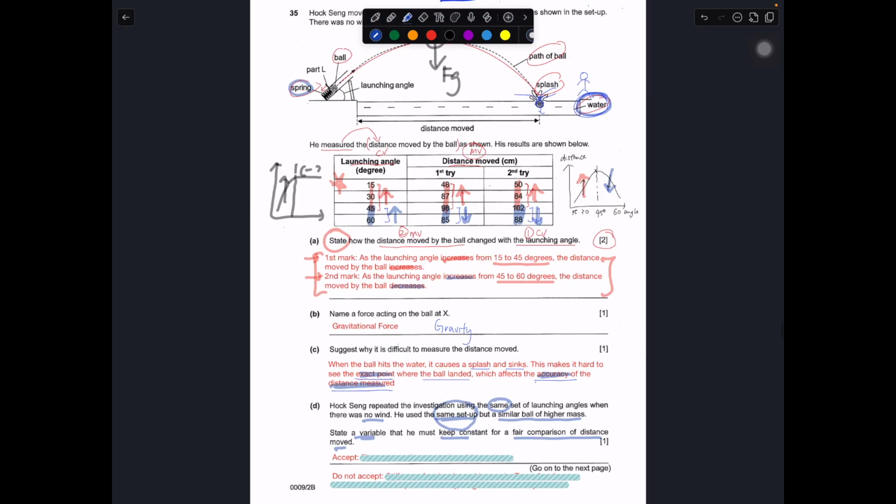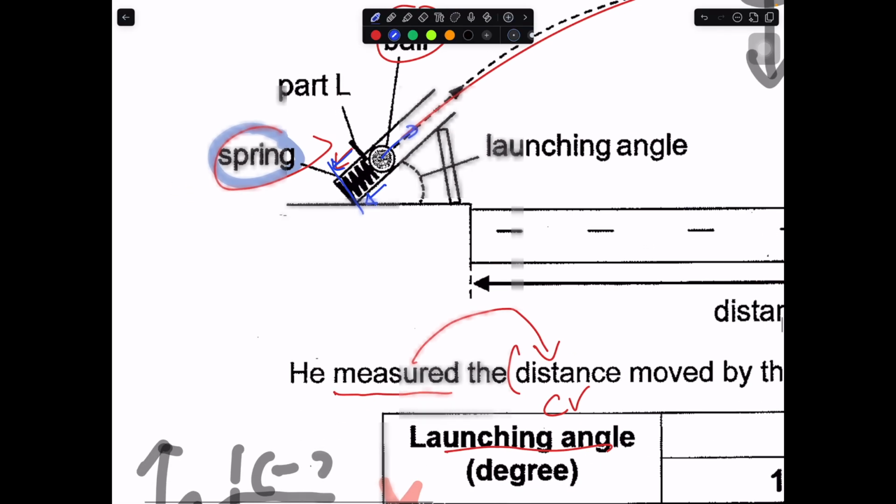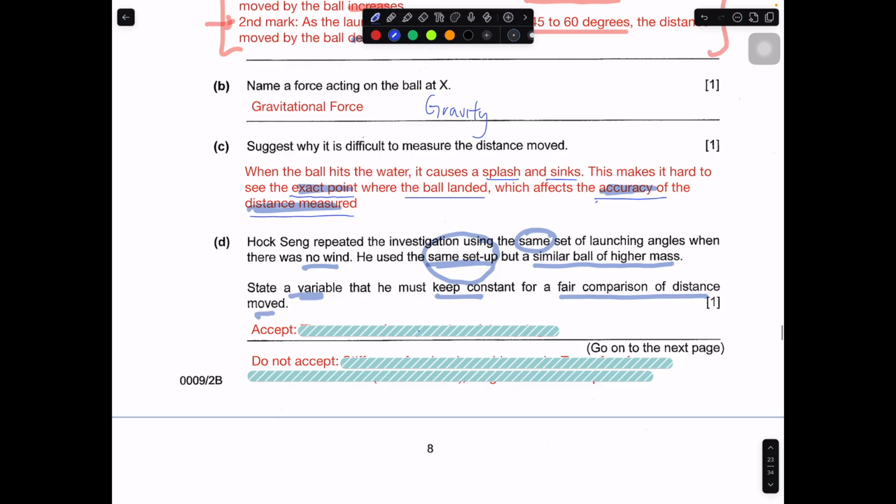You have to state something like, in this case, one way to ensure a fair comparison of the distance moved is to make sure that the compression over here must be the same. Because if the compression is more than in the previous experiment, then the ball will go further. So you have to make sure that the compression is the same. That is a variable that you have to keep constant. The amount of compression of the spring must be kept the same.